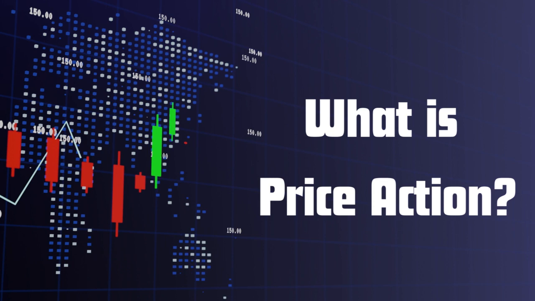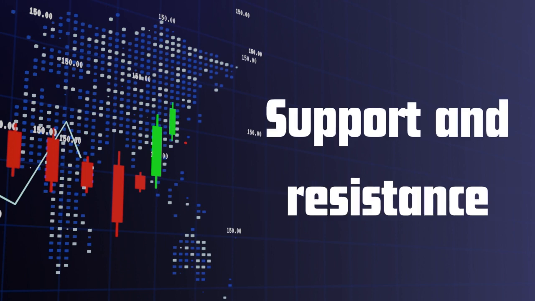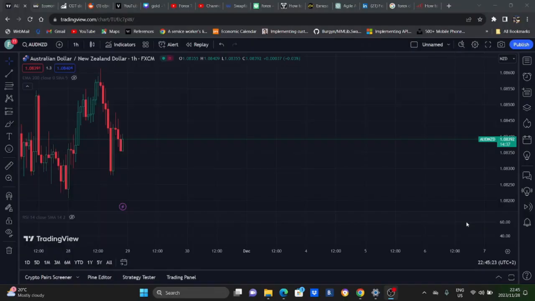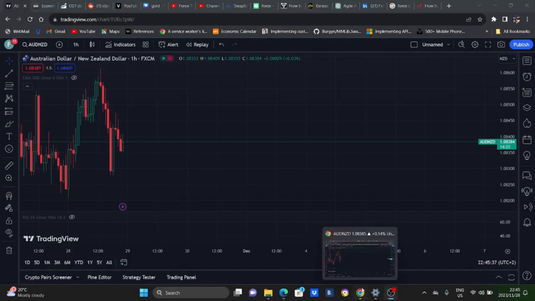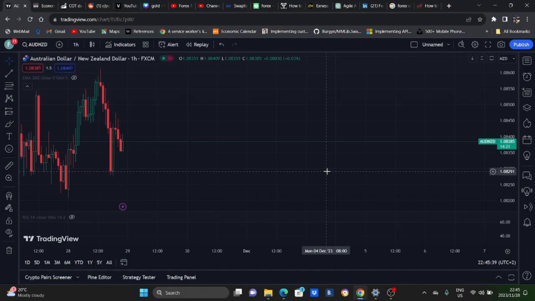So I'm gonna start with the most famous one, which is support and resistance. Right, cool. What is support and resistance? Support and resistance is just an area where a price is most likely to bounce up and down. Right, so I'm just gonna give you a demo here, an example. So I like using the tools instead of the chart.